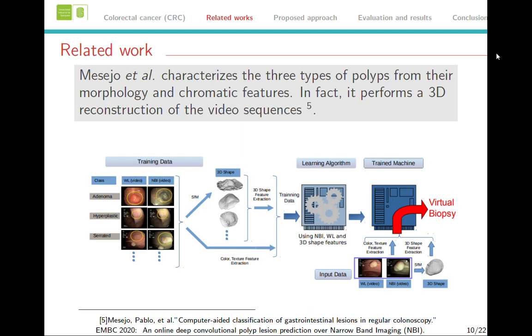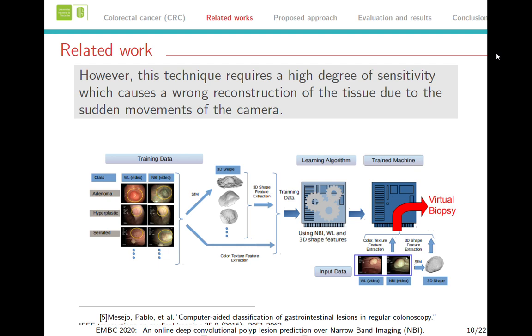Even more interesting, Mesejo et al. proposed the classification of the three main biomarkers by their morphology and chromatic features. In fact, it performs a 3D reconstruction of the video sequence. However, due to sudden movement of the camera, the reconstruction isn't very accurate.